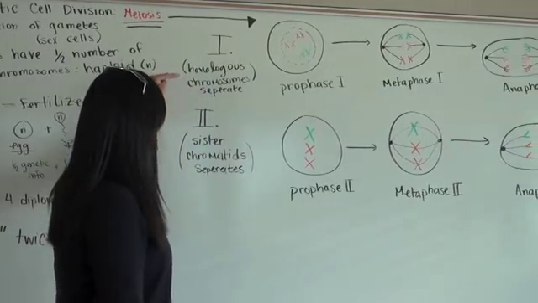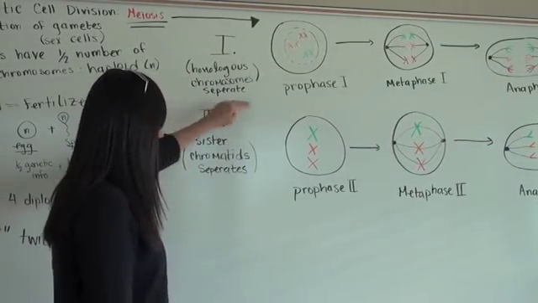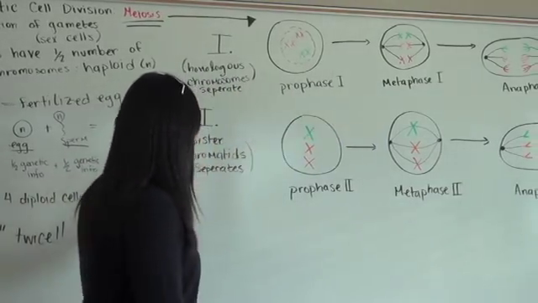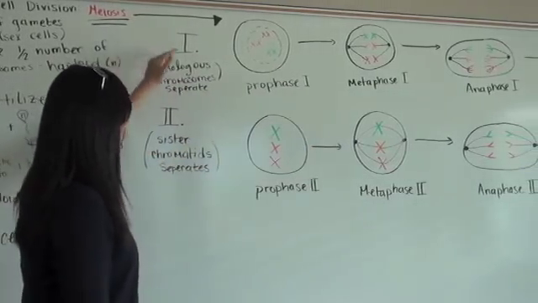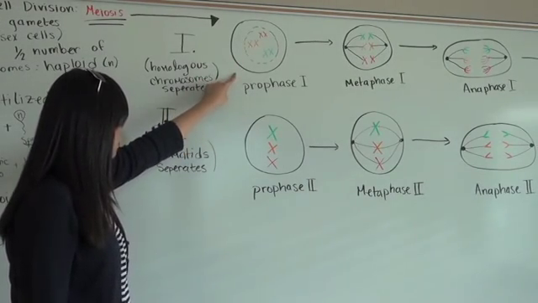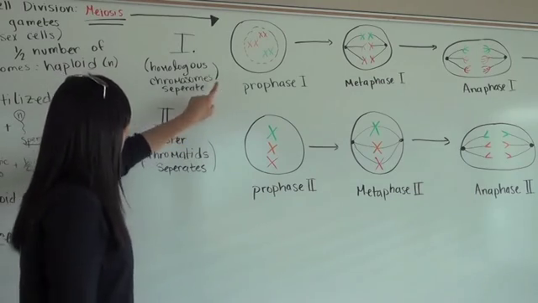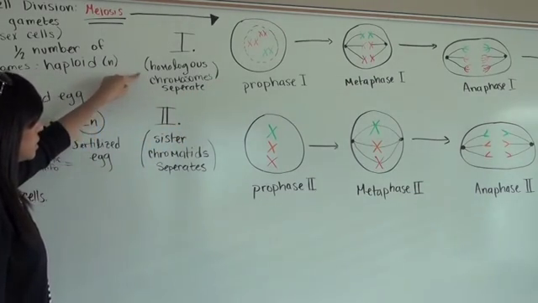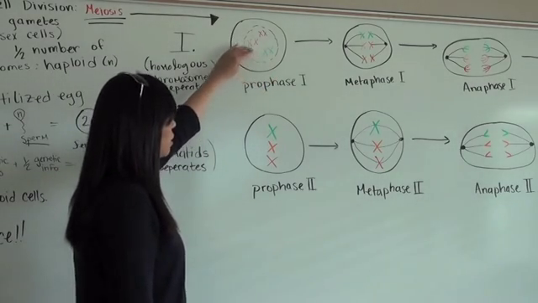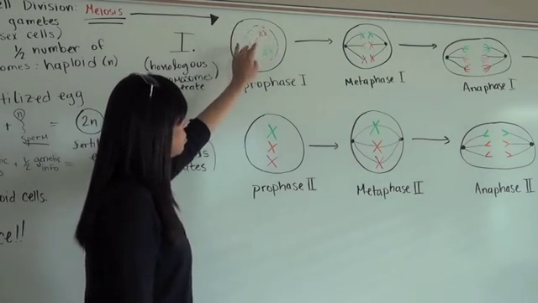So we have here meiosis 1, which is the first step, and then meiosis 2. I'm going to start here with one diploid cell, and what happens here is the homologous chromosomes are going to separate. Here I put an example of 3 homologous chromosomes.